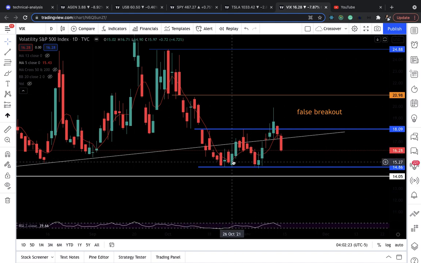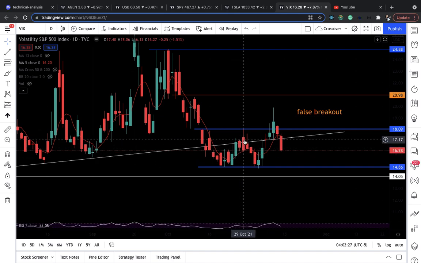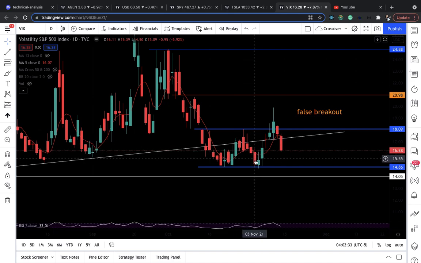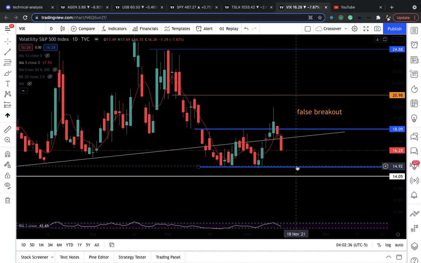It tries to go back above it. That's when it started going back above. We got bounced off the 5-day. Looking like a bull trend is building for VIX, and then boom, we closed right back below it. So that's a sign we're heading back down to our next support level. And that's pretty much it for how I do technical analysis.